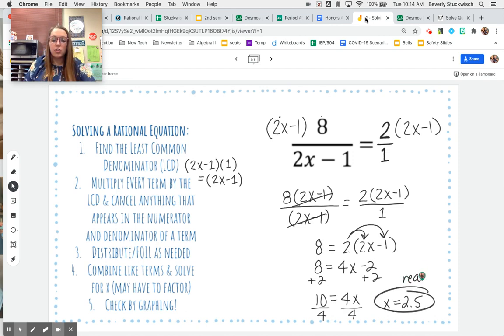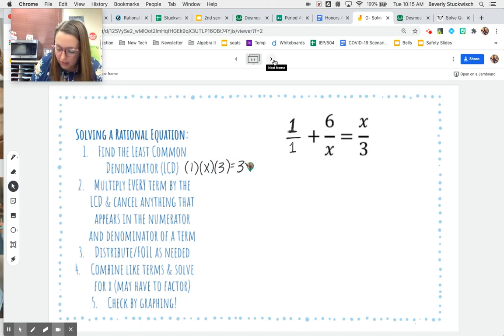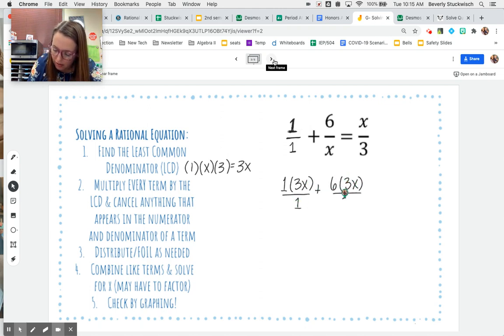Okay, let's do another one. All right, now we've got three fractions. Same thing. Again, I can think of this as 1 over 1. So if I look at all my denominators, I've got 1, x, and 3. If I multiply all those together, I get 3x. So what I want to do here is multiply every one of my fractions by 3x, every one of my terms by 3x. So I've got 1 times 3x over 1. I've got 6 times 3x over x, and that's equal to x times 3x over 3.